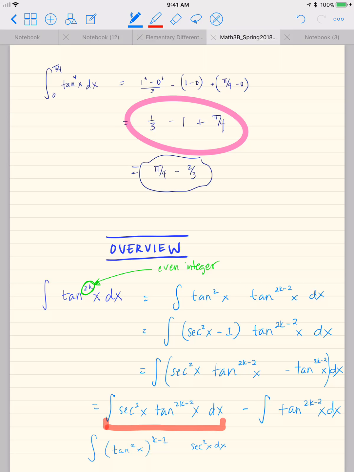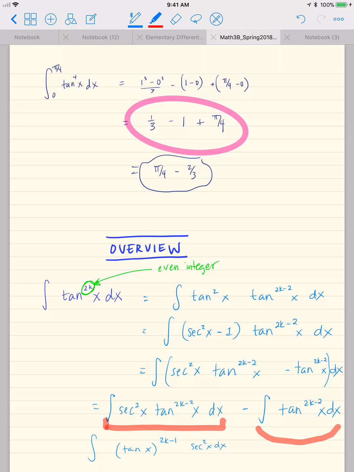If we let u equal tangent, then du is secant squared. So we'll have u to the 2k minus 1, right, so tangent x to the 2k minus 1. And that's ready for a u substitution.